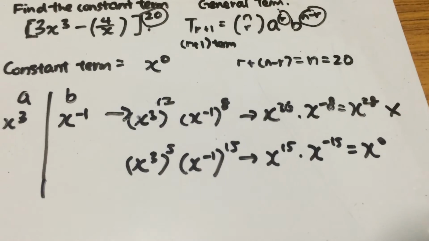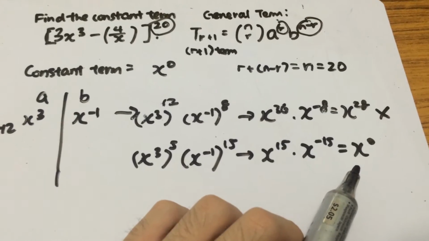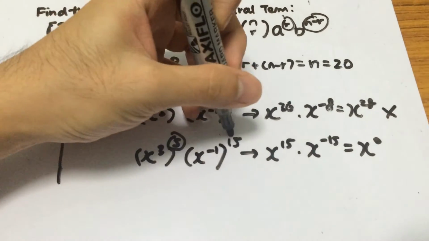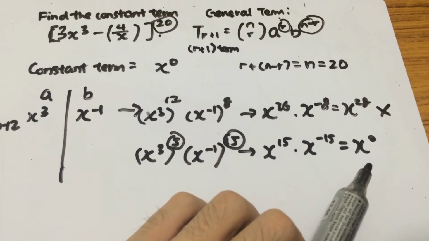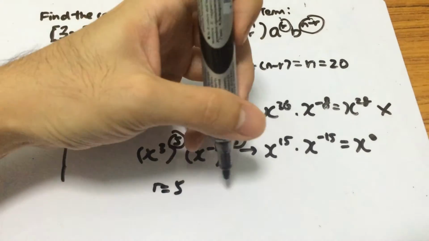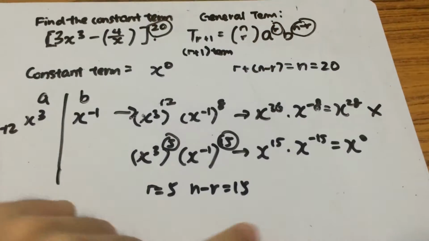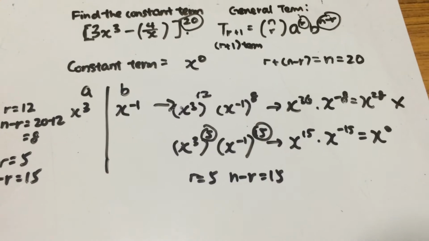Alright, so this is the term that I want. This constant term is x to the power of 0. So now we know my R and my n minus R, such that it will give me a constant term of x to the power of 0. So my r must be 5, and my n minus r is equal to 15, and that sums to 20, right? So last but not least, what you do is find the constant term.